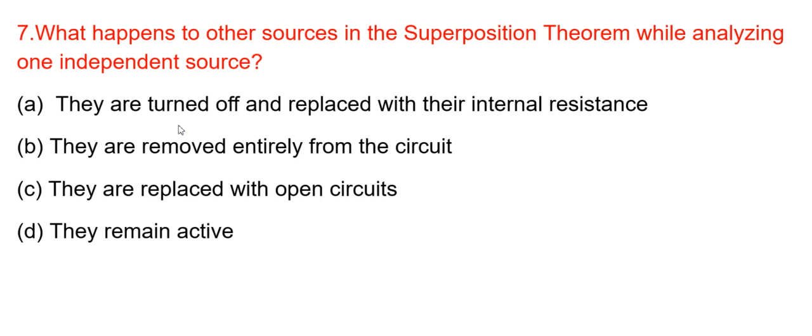Seventh question: what happens to sources in the superposition theorem while analyzing one independent source? A, they are turned off and replaced with their internal resistance. B, they are removed entirely from the circuit. C, they are replaced with a short circuit. D, they remain active. Pause the video and try the answer.